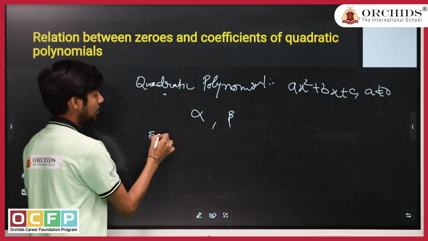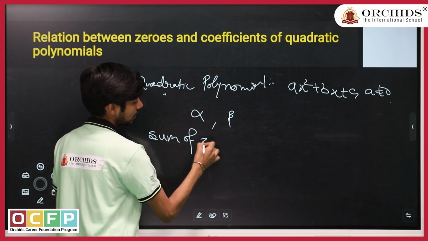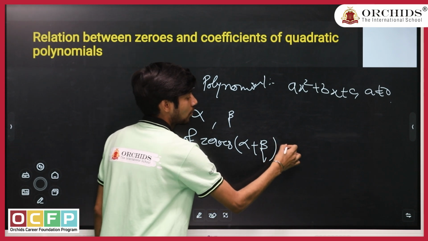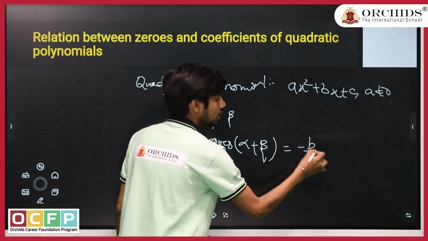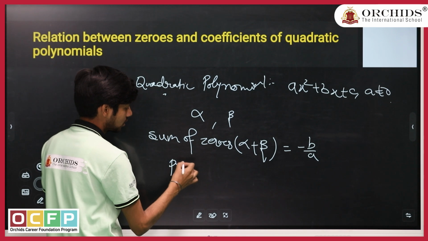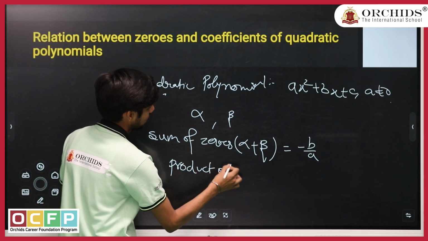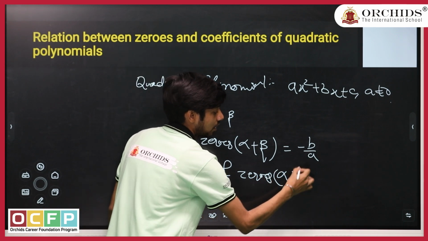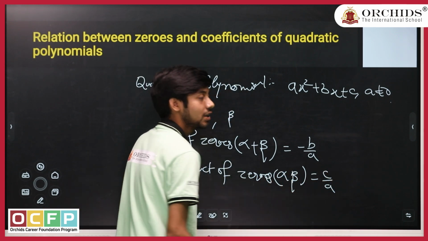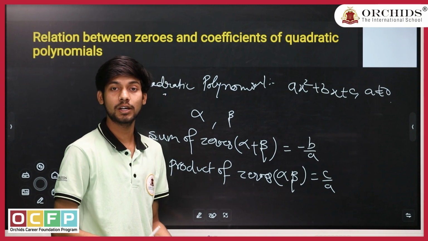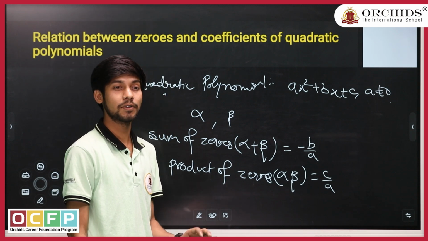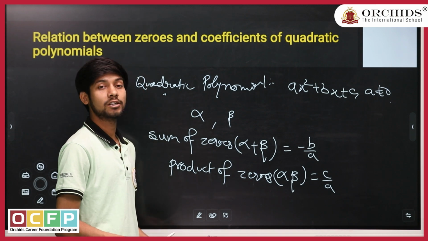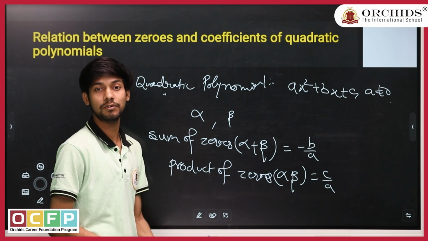What is that? We know that the sum of zeros, alpha plus beta, is equal to minus b by a. Similarly, we know that the product of zeros, which is alpha into beta, is equal to c by a. Only this thing we have to keep in mind, and after that we can crack all the questions. We just have to use some manipulation. So without wasting time on these theories, let's move with the questions.